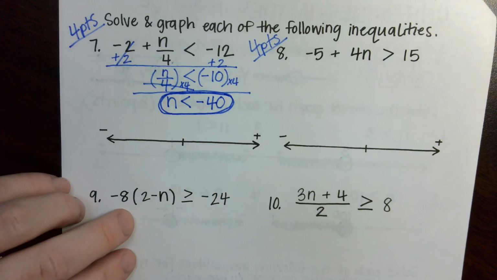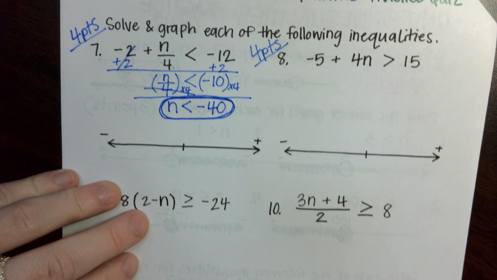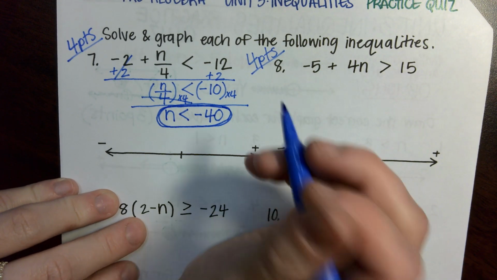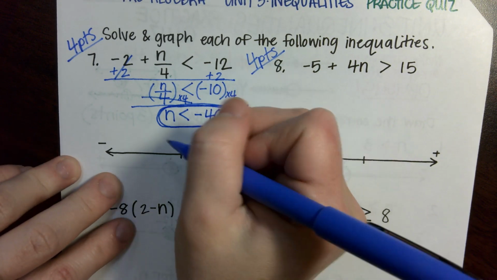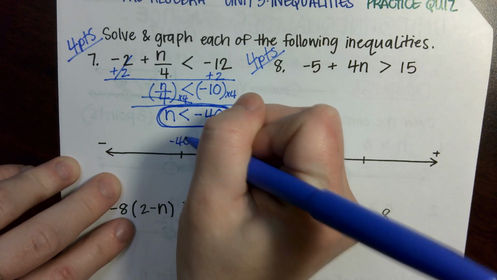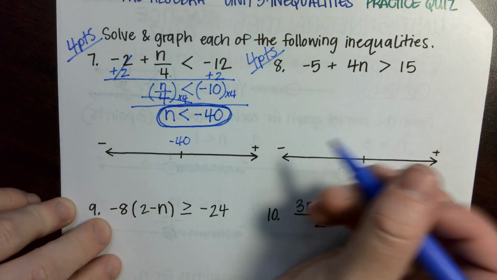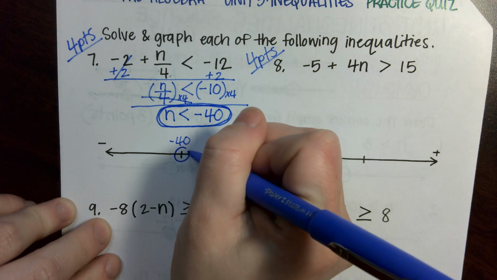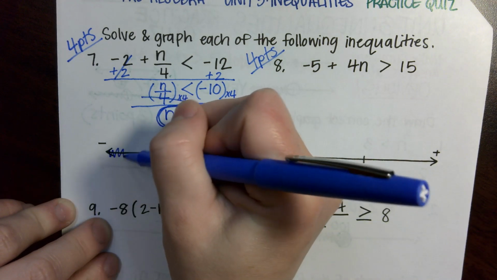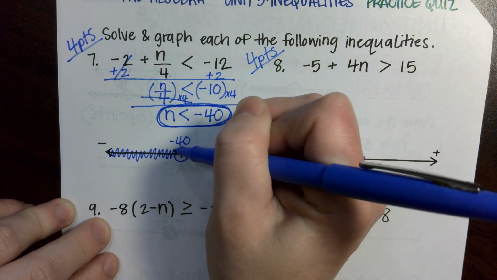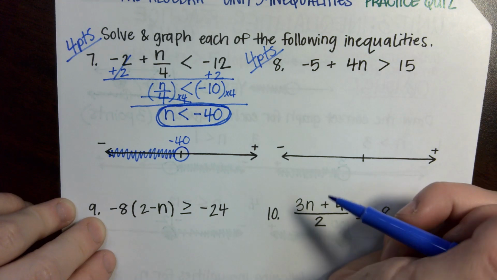Okay. Now I can draw the graph. So, negative 40 on the line. Perfect. We're going to label our tick mark with negative 40. Open circle. What direction? Yes, to the left. Good job, guys.